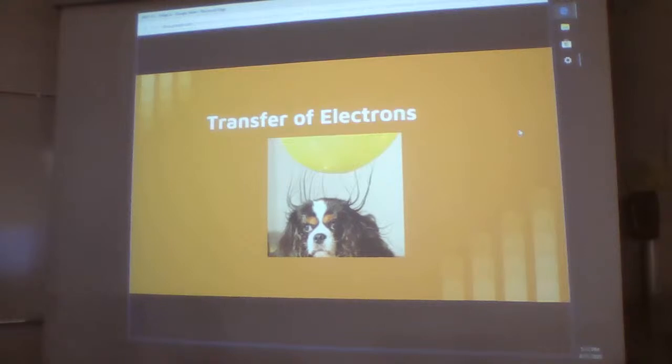What are we talking about? Static electricity, yeah. So we all know the common, rubbing the balloon on the hair. I like this picture because it has a dog. Little doggy. Transfer of electrons. This is the transfer of electrons between these two materials, creating this static electricity.